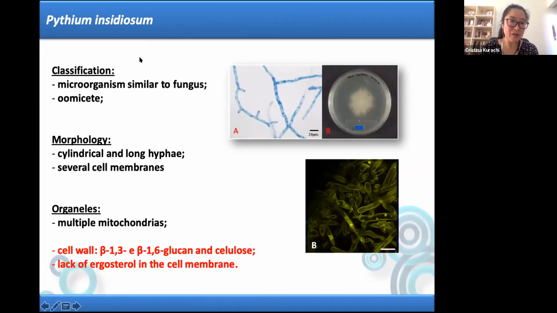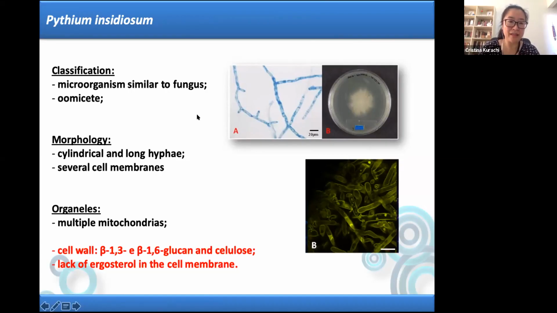This organism, Pythium insidiosum, is in fact classified as an oomycete, but the structure and even the life cycle are very similar to a fungus. Here you can see in optical microscopy the hyphal growth characteristics of the organism. This is the microscopy view of Pythium insidiosum grown in culture. And this is a fluorescence microscopy where we are targeting the cellulose.